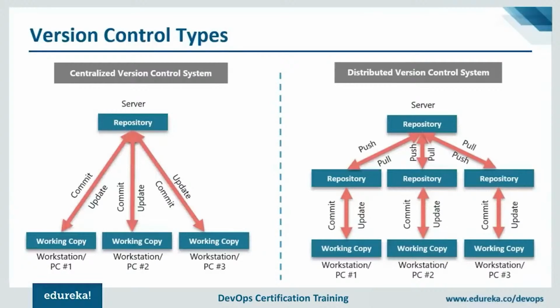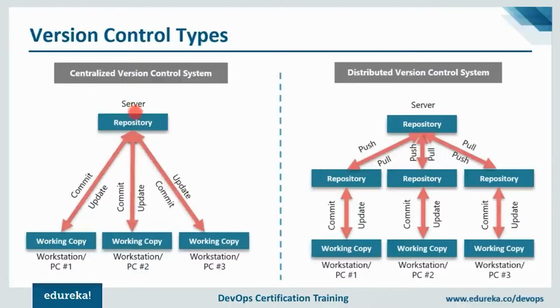Now, let's get into the different types of version control system. Well, there are three types of version control systems: the local version control system, the centralized version control system, and the distributed version control system. So when you talk about local version control system, it is where many developers are working on the same version. Now, coming to the centralized version control system.